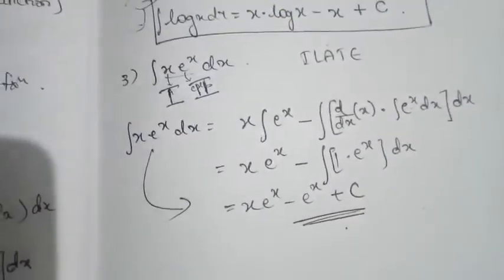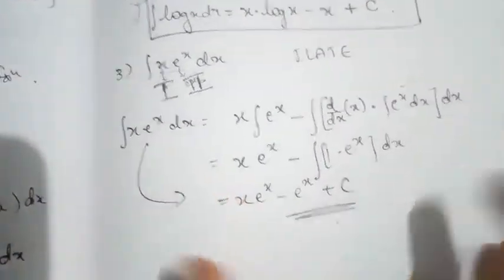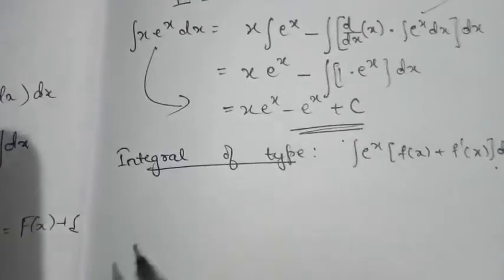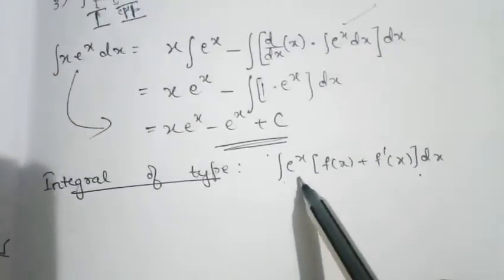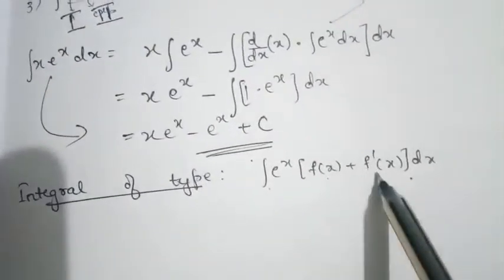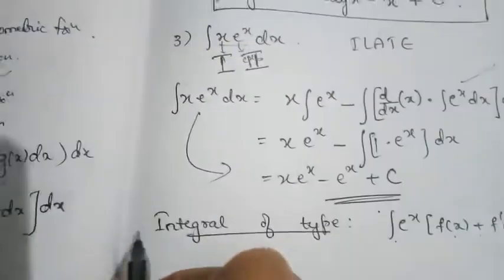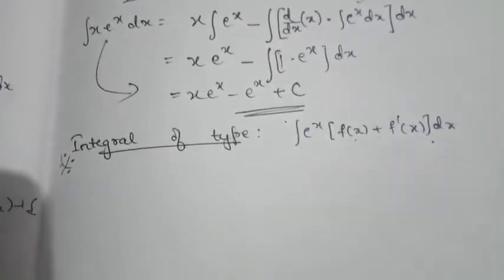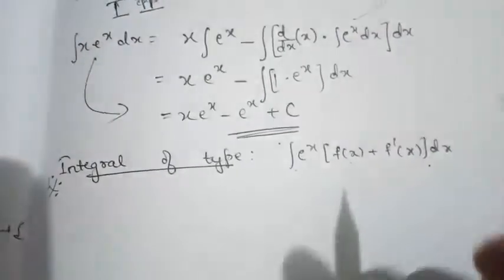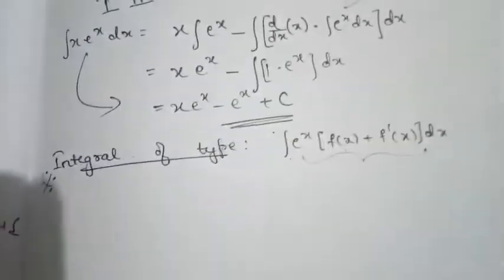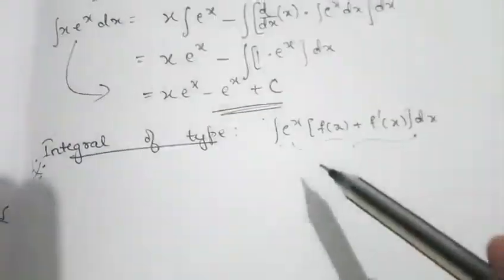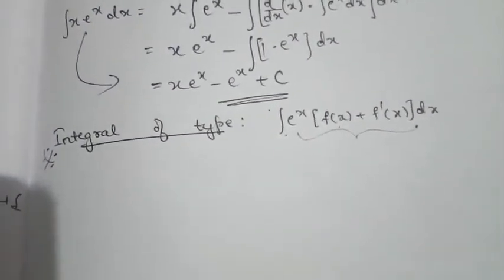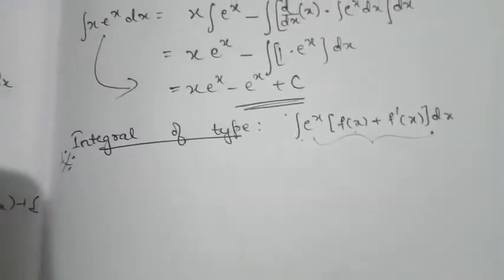This is how we use the formula to get the integral of a given product of two functions. The next is the integral of the type integration of e power x into f of x plus f dash of x dx. This is one of the important concepts, because it is very hard to recognize a question or a function of this type. If a question is given, recognizing that it is in this form is the hardest and toughest part.